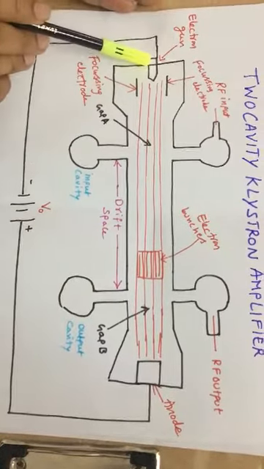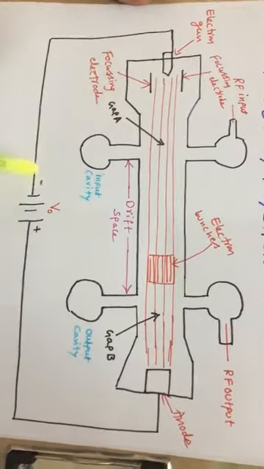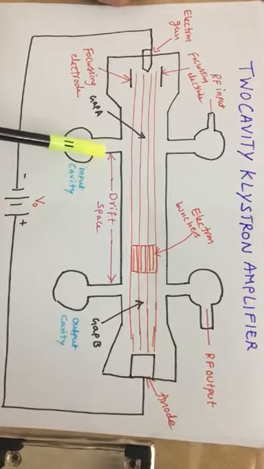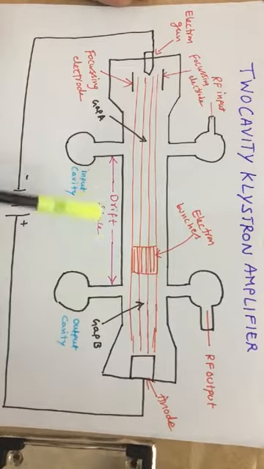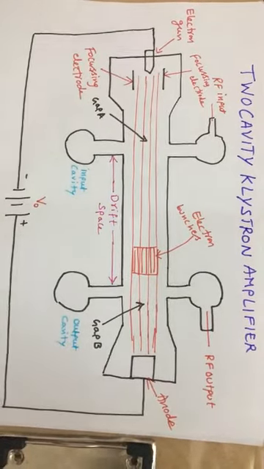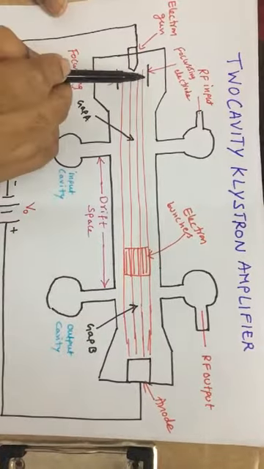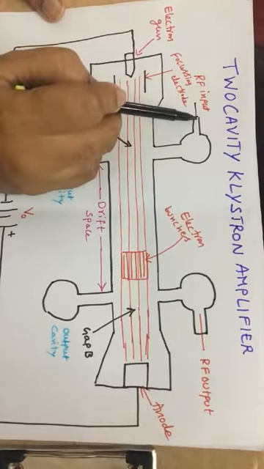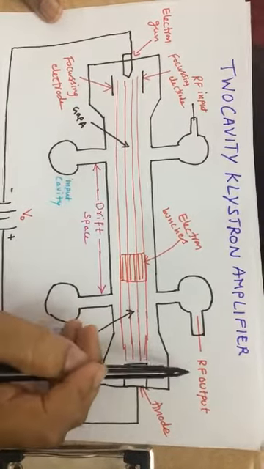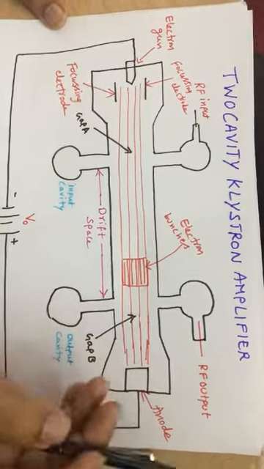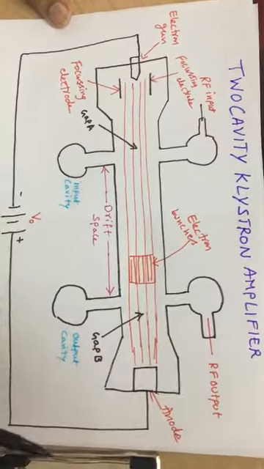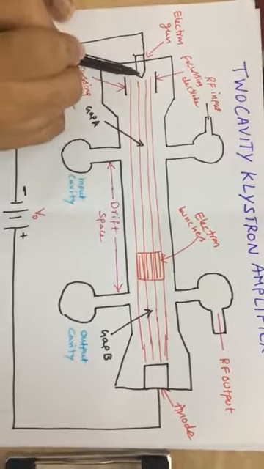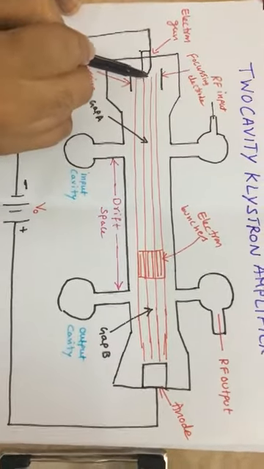Here the electron gun is connected to a negative voltage with respect to the anode. The space between the input cavity and the output cavity is called the drift space. This is the focusing electrode. RF input is applied to the input cavity, and RF output is collected from the output cavity.